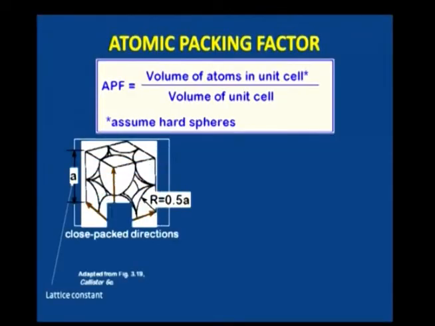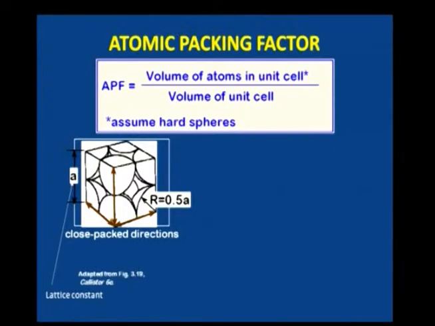This lattice point is actually shared by 8 adjacent cells. The point to be understood is that each and every lattice point in simple cubic, each and every lattice point at a corner of a cube, is a point where 8 cells join each other, right. When 8 cells are joining each other, the contribution of that particular atom to the cell will be only 1 by 8. That is an important point to be understood.